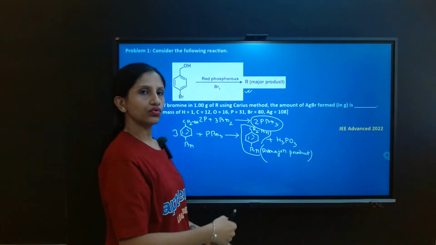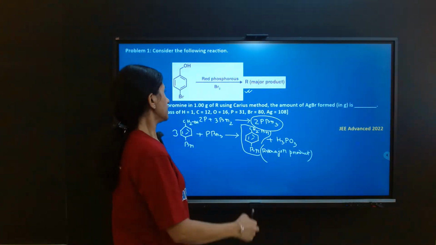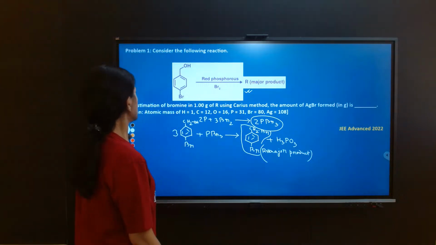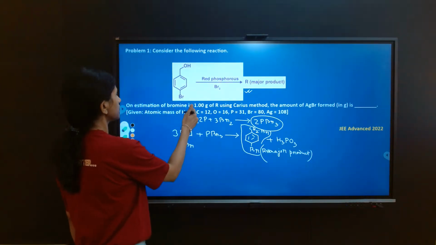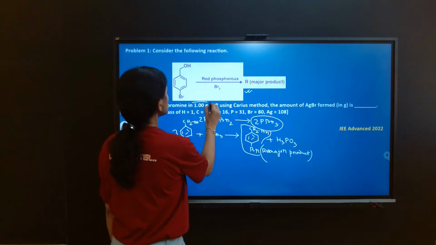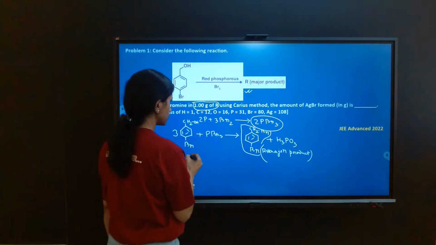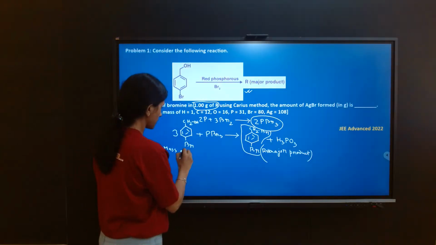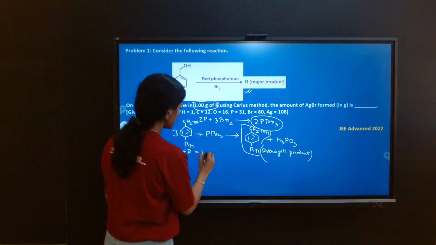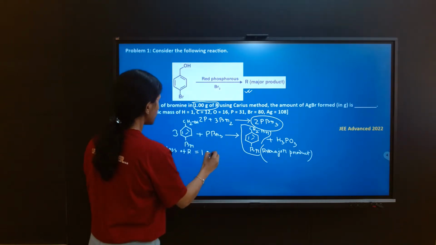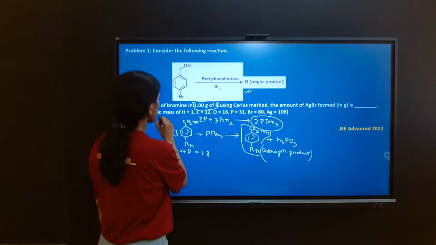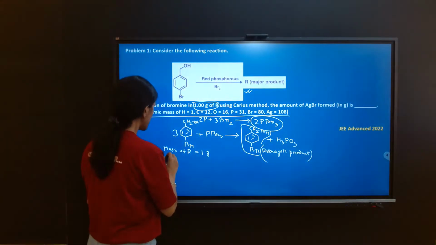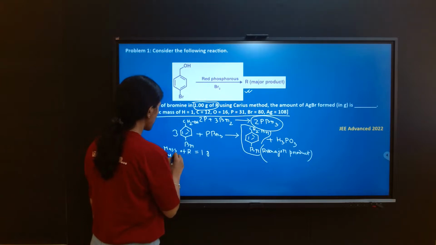Now, as we have come to know the structure of R, that is the major product, we need to apply the laws or concepts that we have learned in atomic structure to solve the rest of the problem. It is given that the mass of R is 1 gram. So we can write it down: mass of the major product R is given as 1 gram. From the given atomic masses and the given structure, we can easily calculate the molar mass of R.